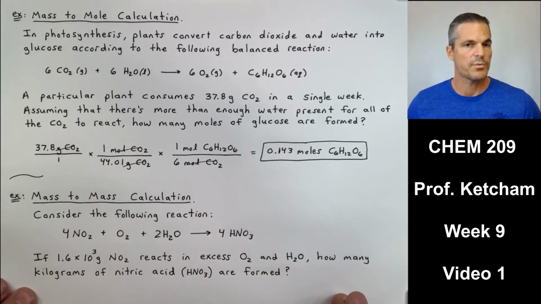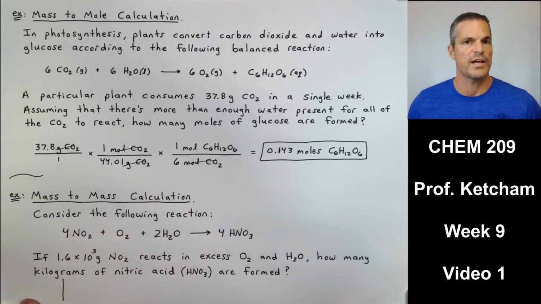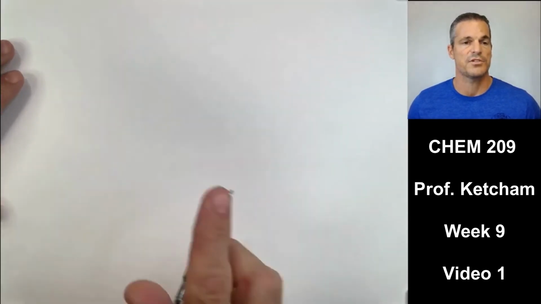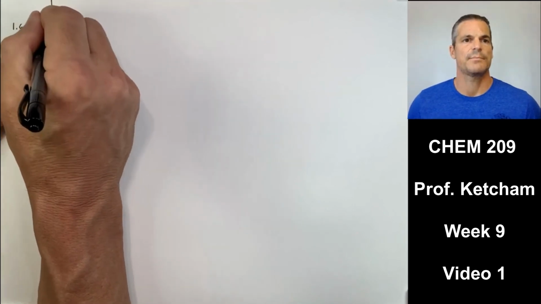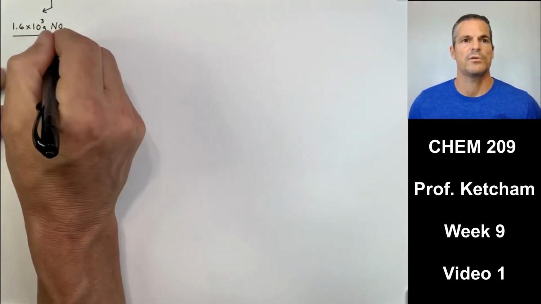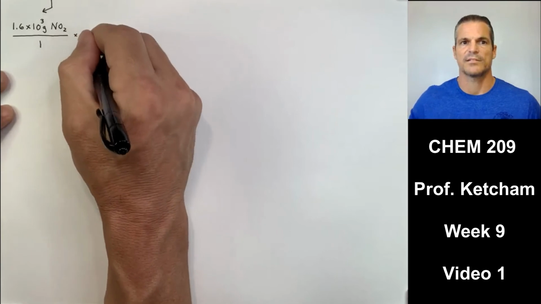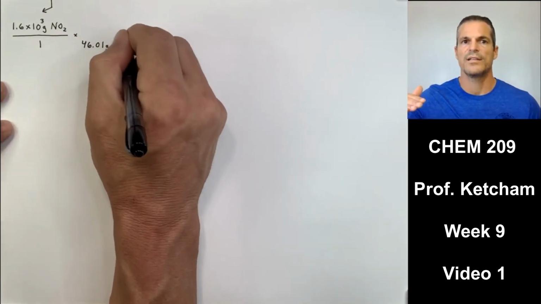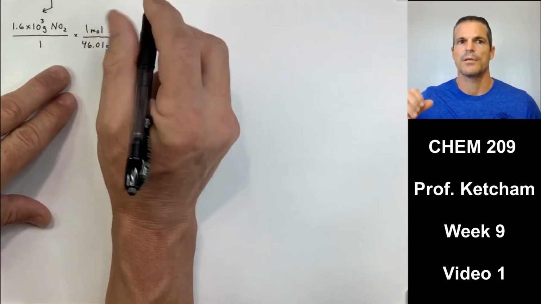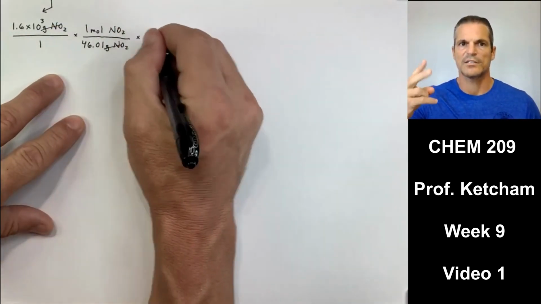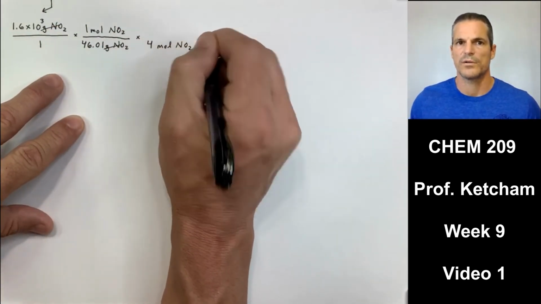Okay, start with what you're given, put it over 1. If you don't like 1.6 times 10 to the 3, you can just call it 1600, right? 1.6 times 10 to the third grams of NO2, divide by the molar mass. So it's 46.01. Where does that come from? Well, I'll tell you at the end of this, but it comes from the periodic table. Nitrogen and 2 oxygens weighs 46.01 grams.